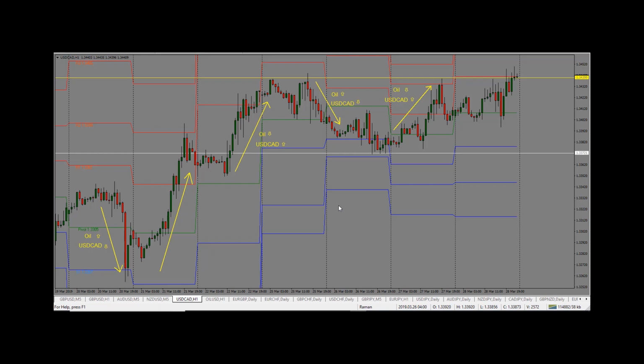So if you're going to trade dollar CAD, then make sure you do pay attention to oil, because you will find that these relationships can really help you in making that decision on when to enter the trade and when to exit the trade and actually profit from this relationship.